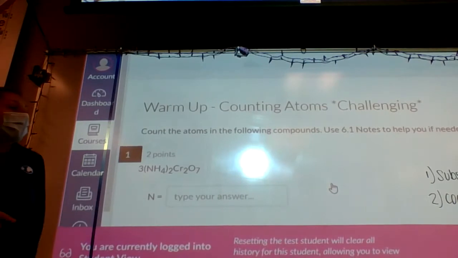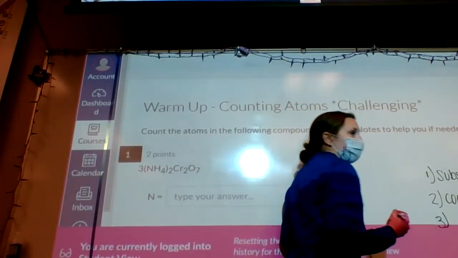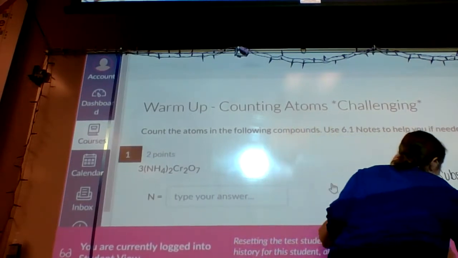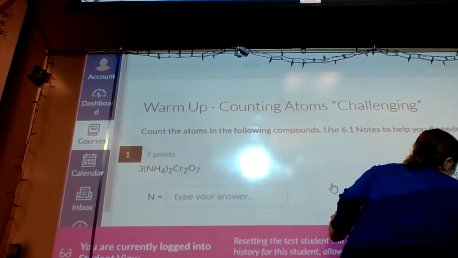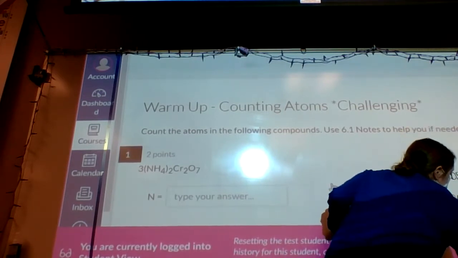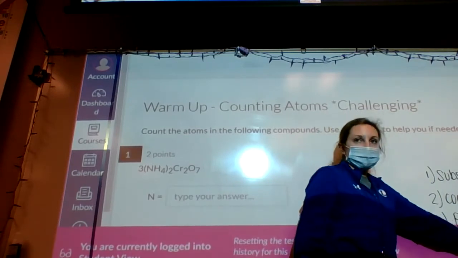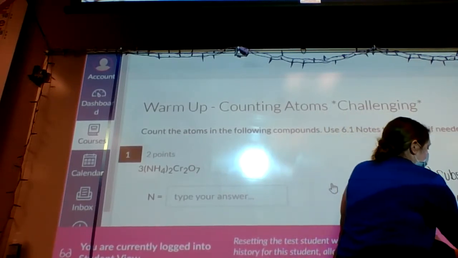So that 3 is going to affect every single one of these atoms. And then what was the third thing we talked about? Starts with a P. Parentheses. And the main thing about those parentheses is that if I have this 3 down here outside of those parentheses, it's going to affect everything in parentheses.